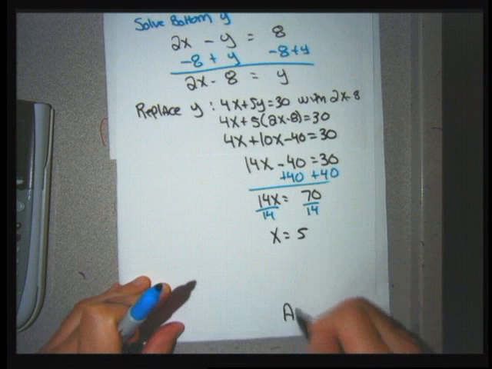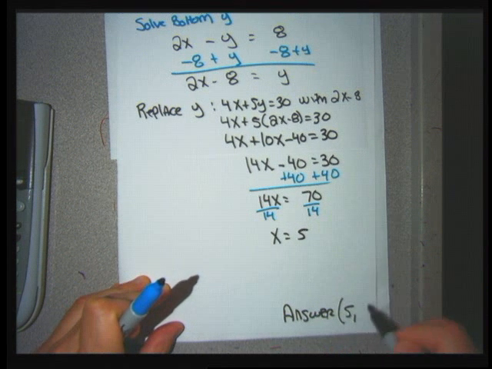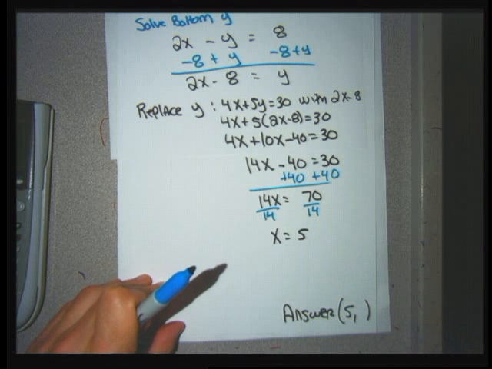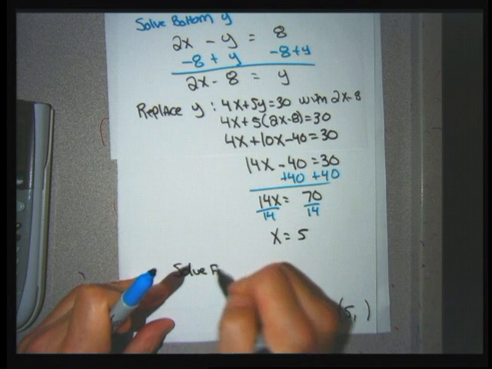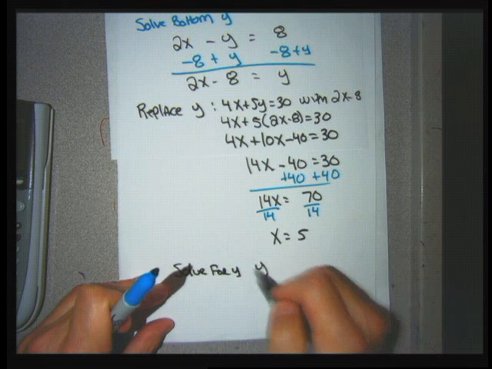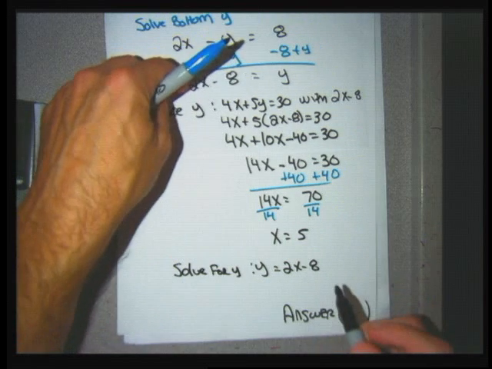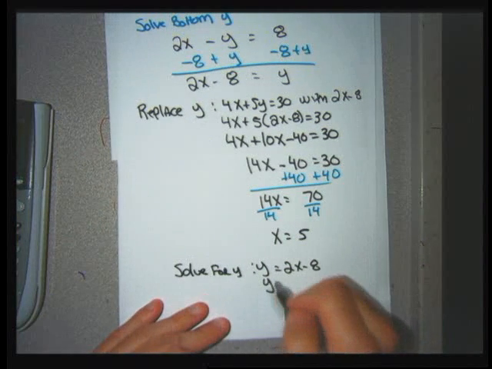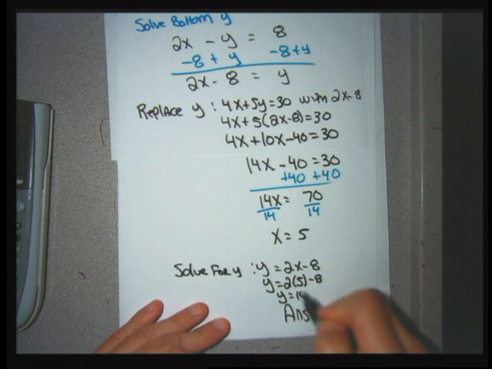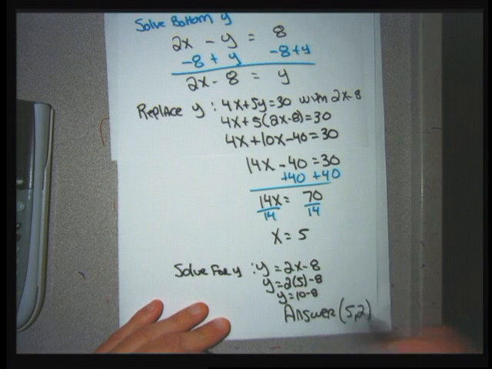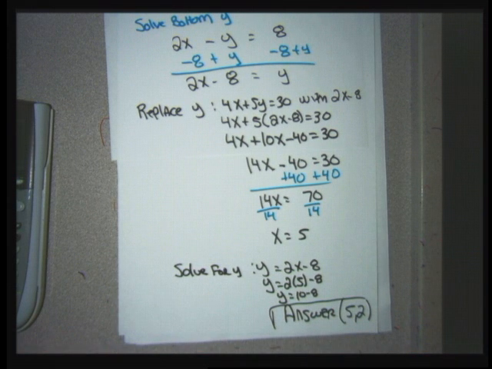When I go to write my answer down to problem number 12, it's going to be 5 comma something. And then after the comma, I need a y. So I'm going to solve for y. And I know that I came up with y equals 2x minus 8. And there's where I'm going to plug the x equal to 5. I'm going to go y equals 2 times 5 minus 8, which is 10 minus 8, which is 2. I claim the answer to problem 12 is 5, 2.